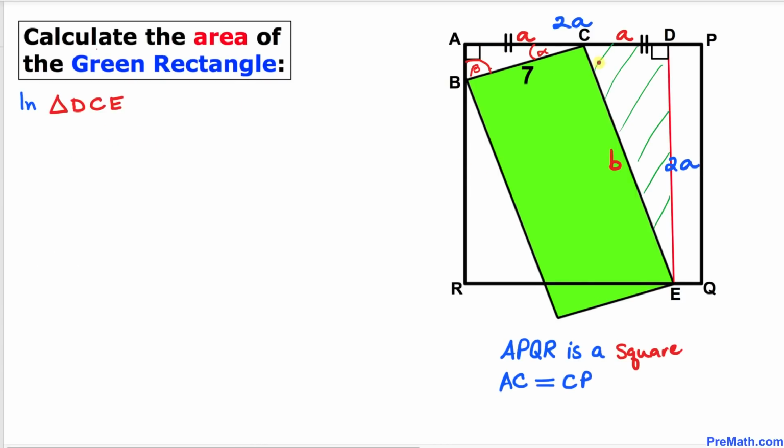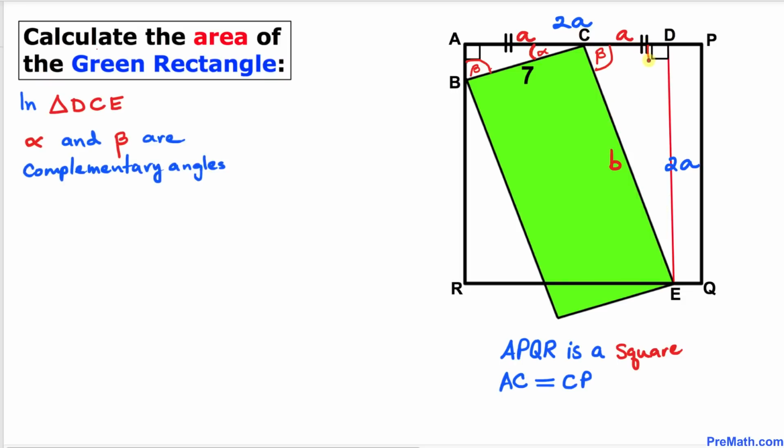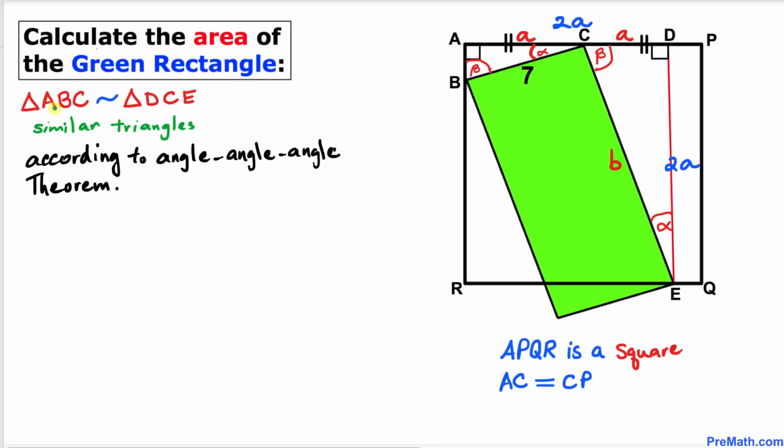And now let's focus on the other triangle DCE, the one that I have just shaded over here. We know that this angle is 90 degrees, and we know that the sum of all these angles is 180 degrees. So this angle alpha and this angle are going to be complementary angles. So we know that the complementary angle of alpha is going to be beta. And now we know that this angle D is 90 degrees, so this angle has got to be alpha, since the sum of all these angles must add up to 180 degrees. So thus we conclude that these two triangles, triangle ABC and triangle DCE, are similar triangles according to the angle theorem.